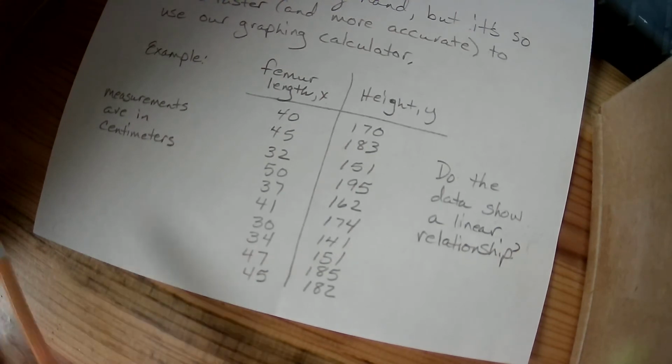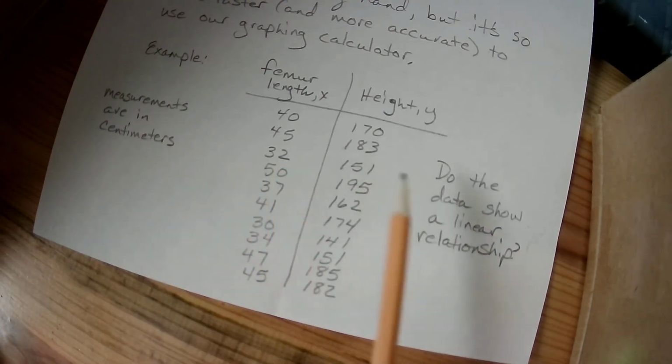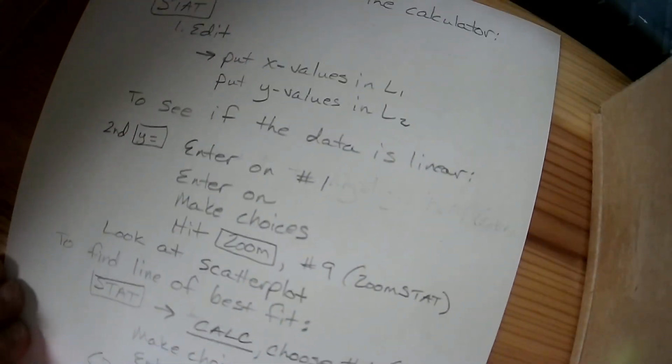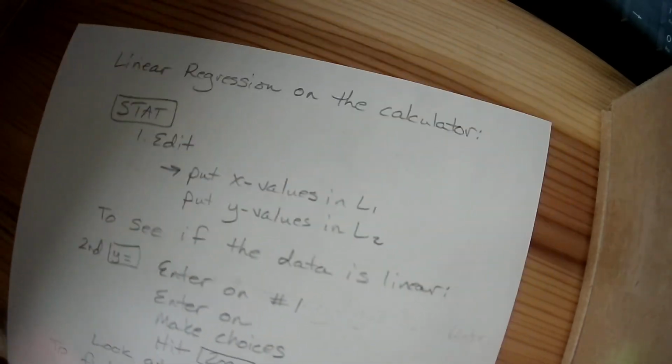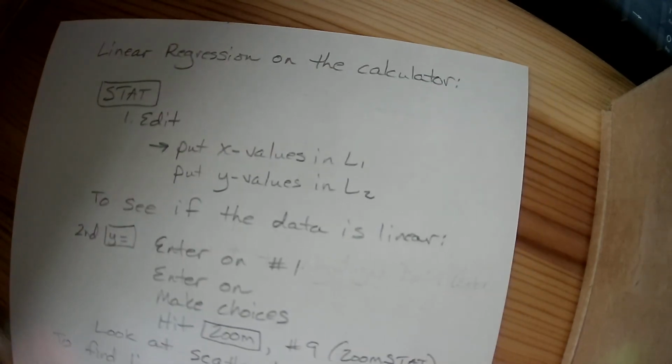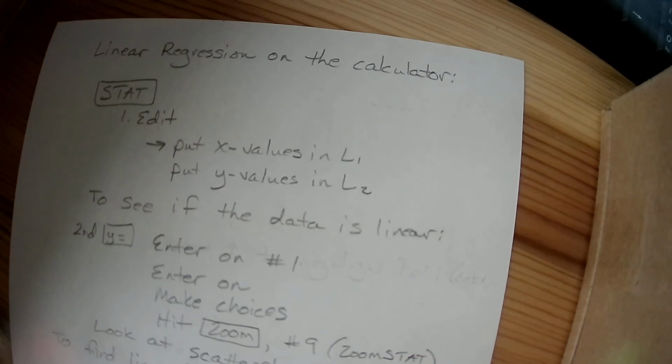My first thought would be, well, yeah. The longer your femur is, the taller you are, right? Kind of stands to reason that that would be true. Again, since I cannot show you my calculator, I wanted to have you copy down these steps because you are going to have to do one of these on the test. You're going to do a scatter plot, a linear regression, and we're going to talk about the correlation coefficient that the calculator will give you.